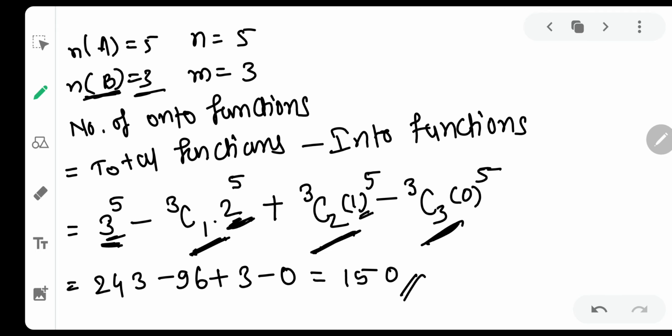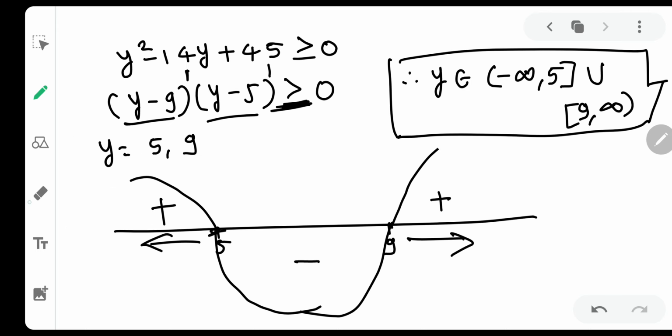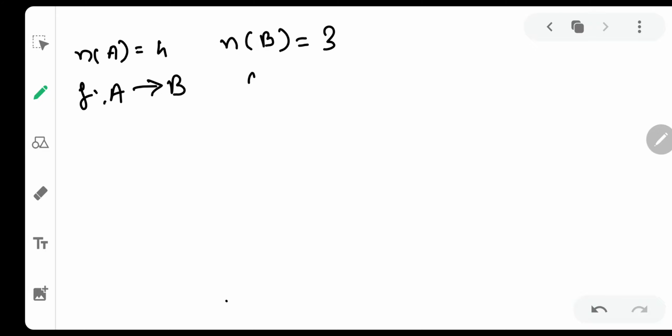So there are in total 150 functions. Okay, I'll give you one more example so that your concept goes clear. Suppose the number of elements in A is 4 and the number of elements in B is 3. The function is defined from A to B, and you need to find the number of onto functions. So how do you do this?